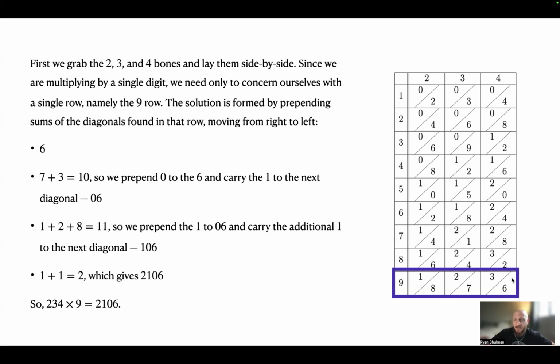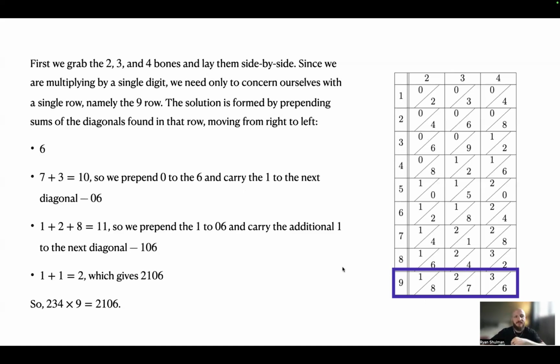The way the process works is we sum the diagonals moving from right to left. The very first diagonal that we hit is just a 6, so there's nothing to sum there. I write down 6. I move to my next diagonal. 3 plus 7 is 10. I'm going to prepend to my 6 whatever is in the ones place of this sum, and anything else gets carried over to the next column. There's a 0 in the ones place, so I prepend this 0. So right now I have 0, 6, and then I carry the 1 from the 10 to the next diagonal.